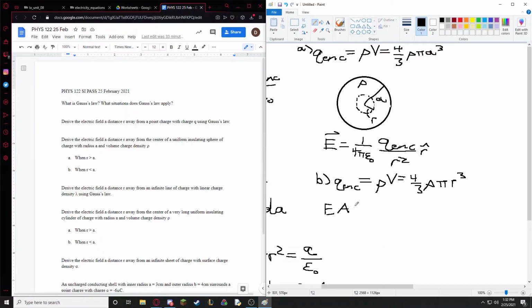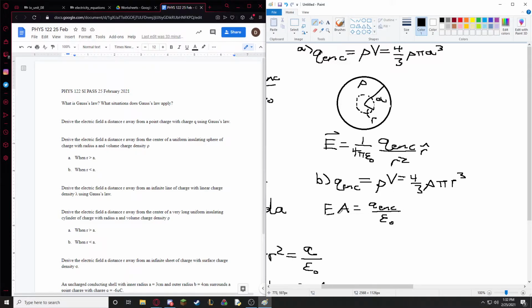So then from here, we know that E times A is equal to Q enclosed over epsilon naught for r less than A. Yes, this is for r less than A. Can you show me where r less than A is? So like inside here. For this example, if this is r, oh, that line is r. Yes. Okay. Yeah, we're inside our sphere.